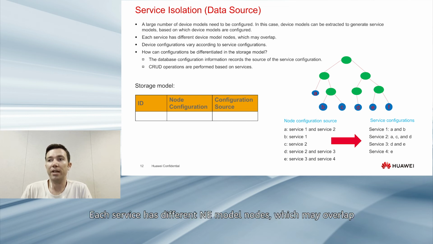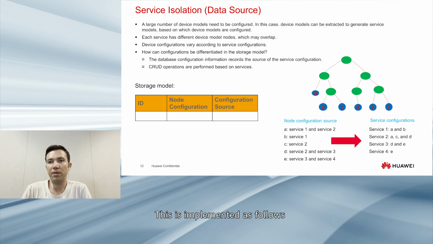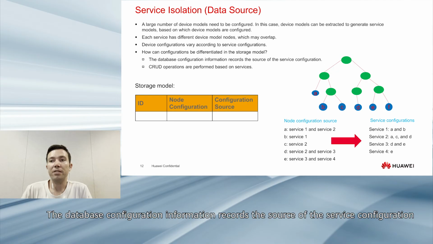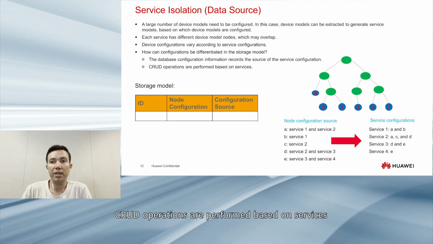Each service has different NE model nodes, which may overlap. Device configurations also vary between services. How can configurations be differentiated in the storage model? This is implemented as follows. The database configuration information records the source of the service configuration. CRUD operations are performed based on services.